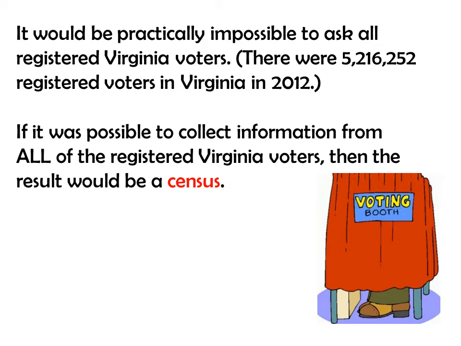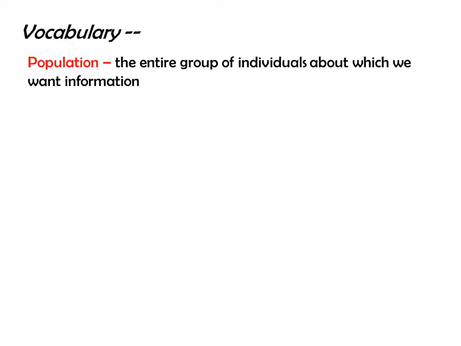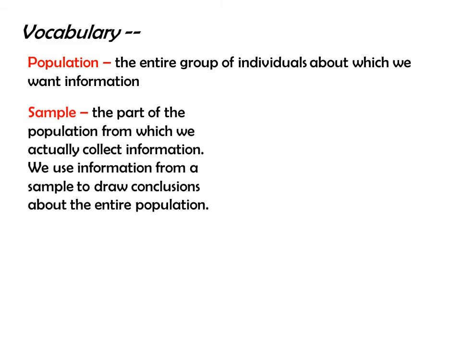If it was possible to collect information from all of the registered Virginia voters, then the results would be called a census. So instead, we can take a sample and make a conclusion about the entire group of registered voters. A population is the entire group of individuals about which we want information. Usually it's not practical to take information from the entire population, so we take a sample. A sample is the part of the population from which we actually collect information. We use this information from a sample to draw conclusions about the entire population.